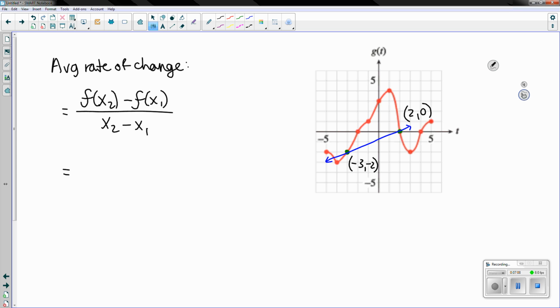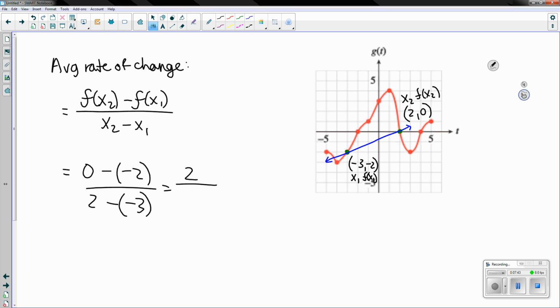And if you even want to make a note underneath that, your -3 is your x1, your 2 is your x2, your -2 is f of x1, and your 0 is your f of x2. So remember, f of x1 and f of x2 are the y values at that x value. So now let's plug it into the formula. So f of x2 is 0 minus f of x1 is -2 over x2, which is 2, minus x1, -3. So we're going to get 0 plus 2, which is 2, and we're going to get 2 plus 3, which is 5. So the average rate of change between those 2 points is 2/5.